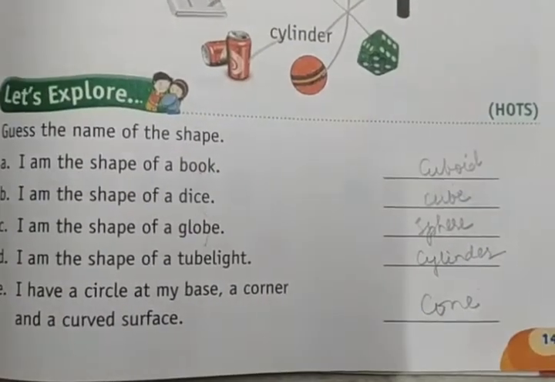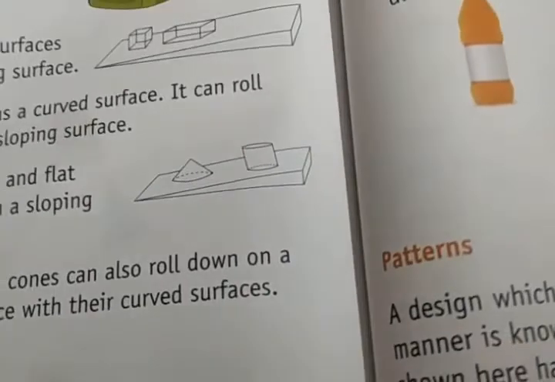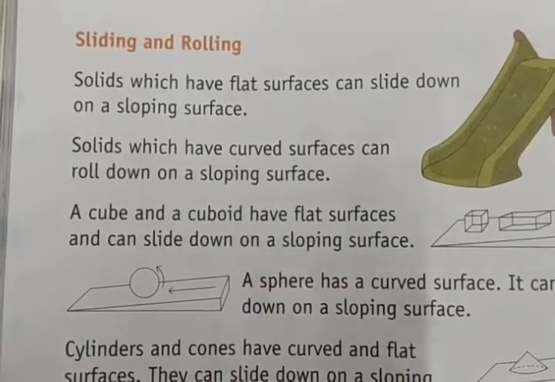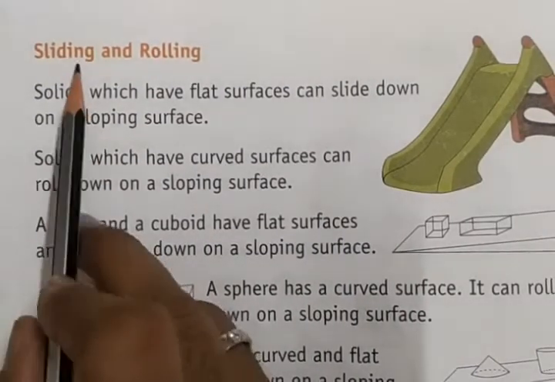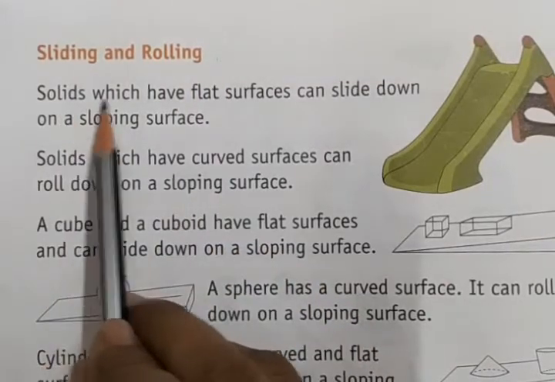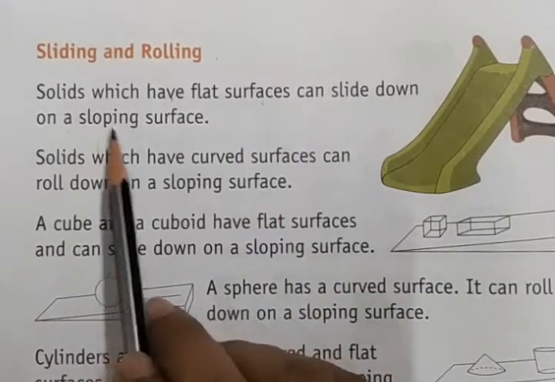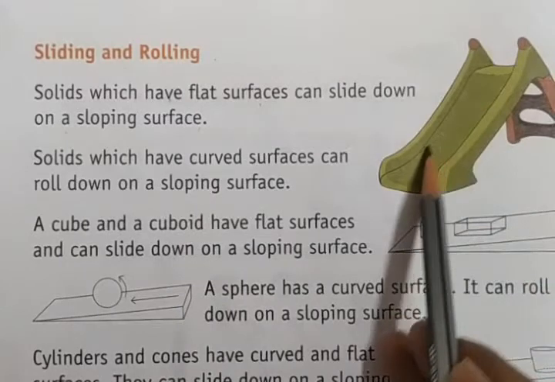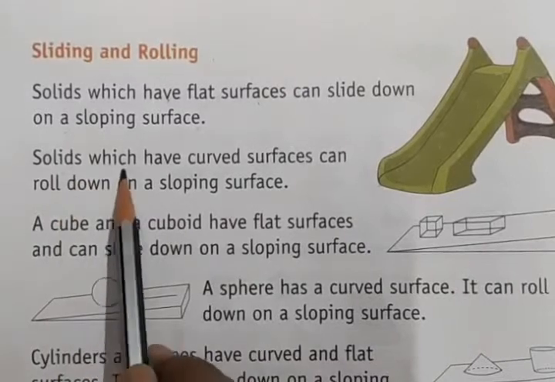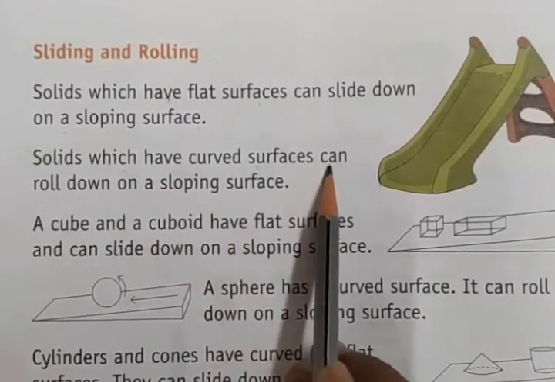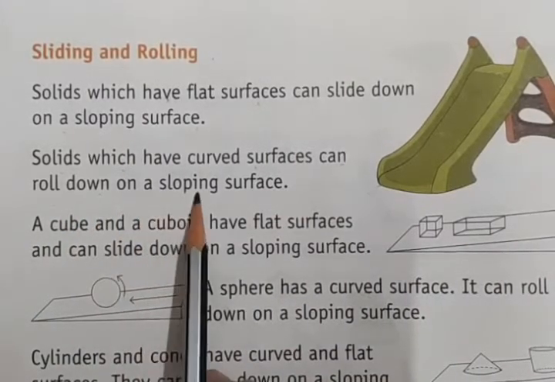Right? So like this we have to solve this. Next we have some more shapes: sliding and rolling. The objects which can slide and which can roll. Solids which have flat surfaces can slide down on a sloping surface. It's called sliding. Here we can slide, not roll. Solids which have curved faces can roll down on a sloping surface.